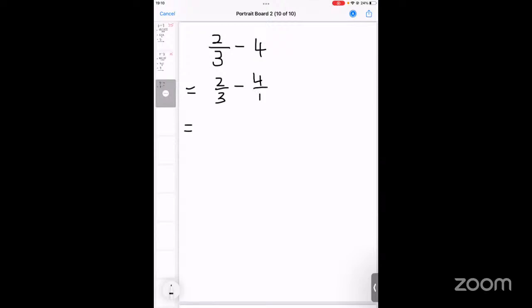Okay, next step. Then I put the big fraction bar. And then I said the numerator is going to be 2 times 1. Oh, okay, the numerator. I made a mistake there. 2 times 1, minus 4 times 3. Then the denominator is 3 times 1.